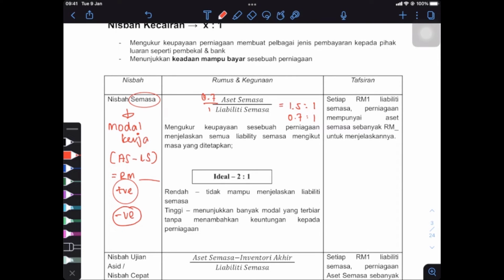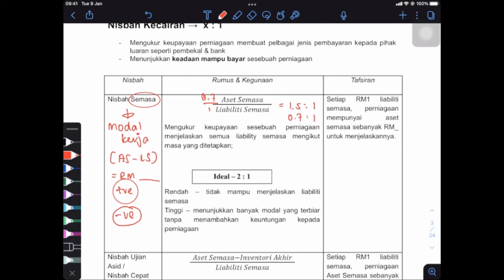So the interpretation of your modal kerja and nisbah semasa should be consistent. It's either you are able to do it or you are not able to do it. Do it as in to pay back your liability. Okay. So, yep. Nisbah semasa, when you are comparing between two businesses, we will still say that the higher the better. So if you have 1.5 to 1 and another one is 2.3 to 1, 2.3 to 1 is better than 1.5 to 1.